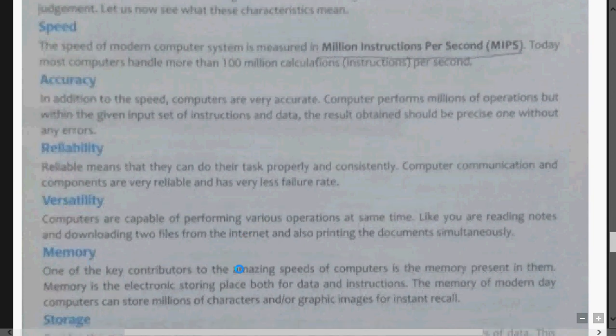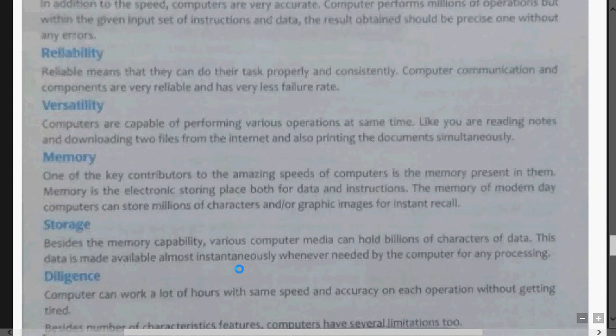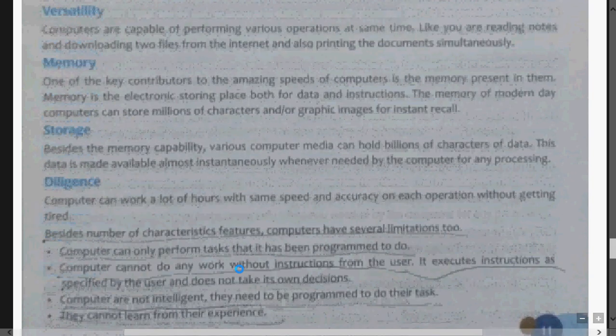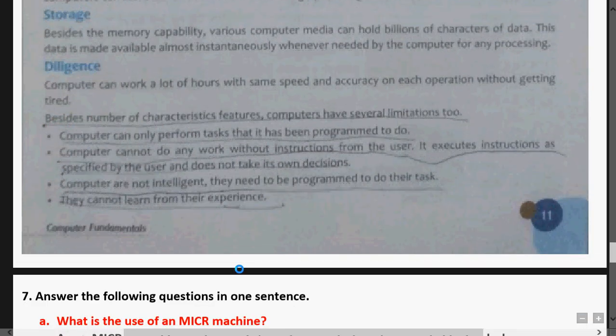Memory and storage. A computer can store a very high amount of data in a single chip, and the memory speeds are very high on the computer. That's why it's a very useful device. The last characteristic is diligence. Diligence means the computer never gets tired. Human beings can get tired after some time, but the computer can do continuous work for hours.